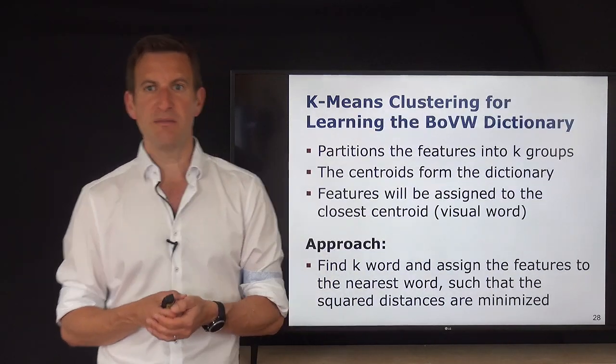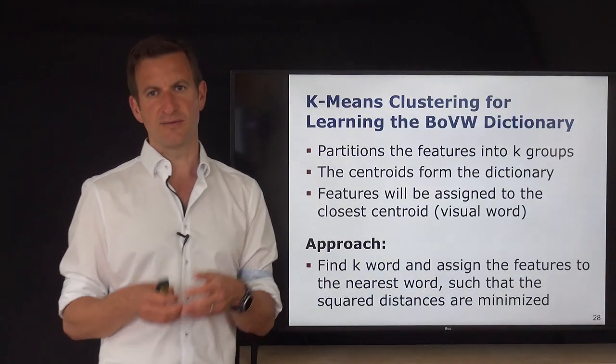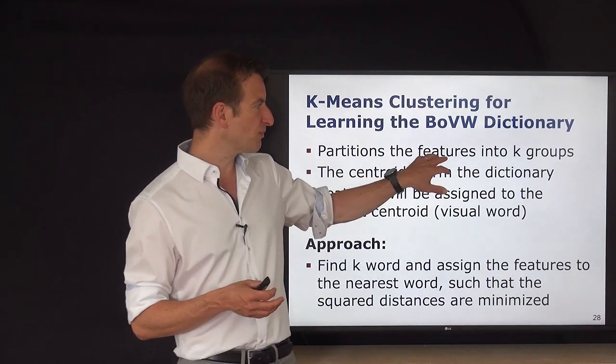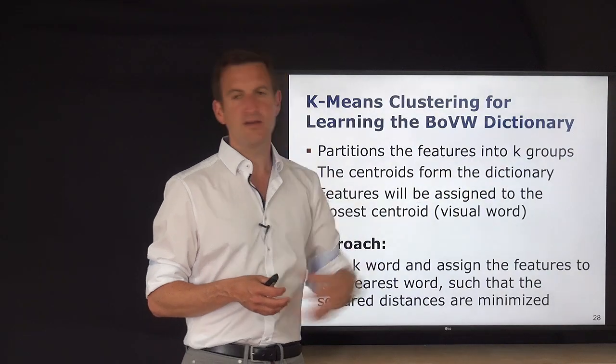So if we use this k-means approach for learning our dictionary for our bag of visual words approach, that means we partition the feature space, or the features that occur, into k groups.